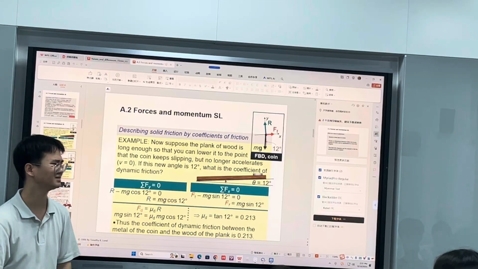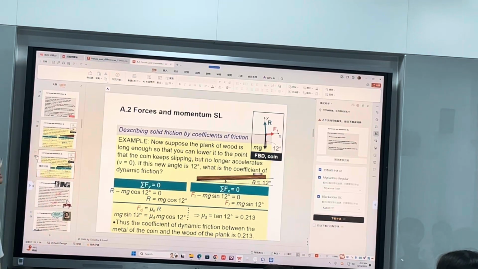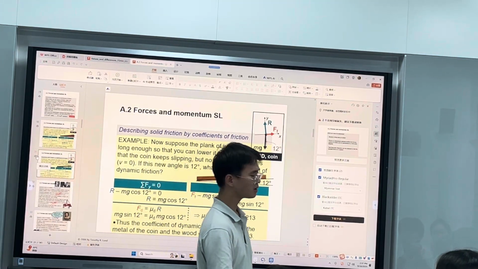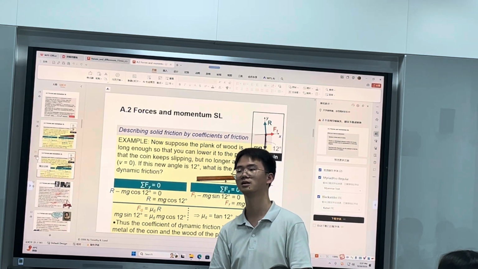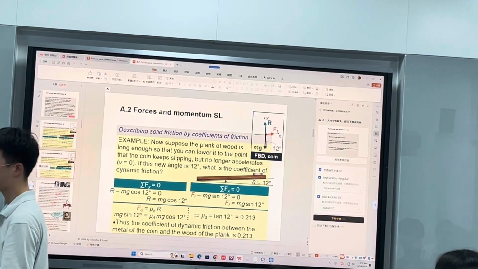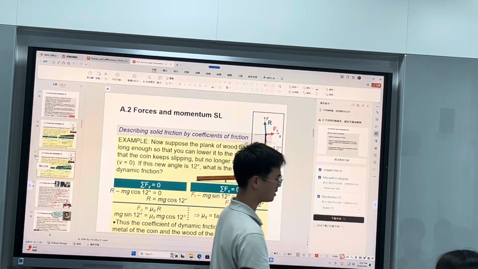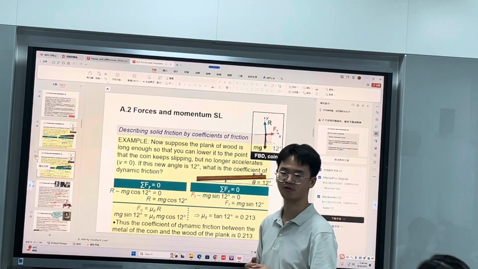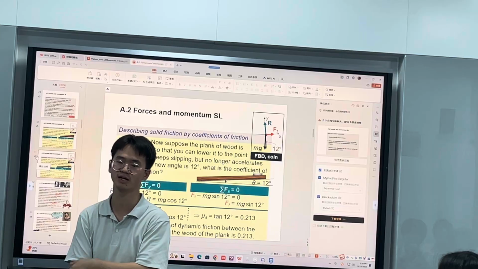tension. We consider tension as contact force. Then what are some forces that are not contact forces? Gravity, gravitational force, electric field force, and magnetic force. Then we learned about calculating friction. We have two types of friction: static friction and dynamic friction, depending on whether it's moving or not.